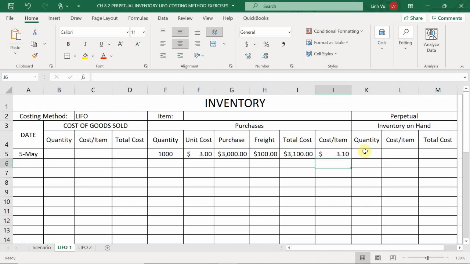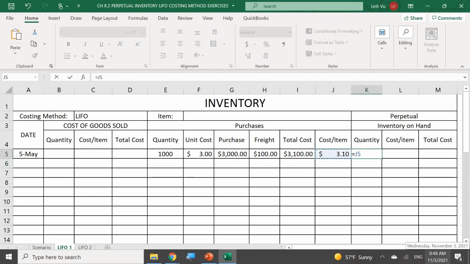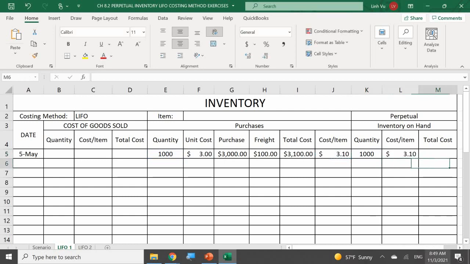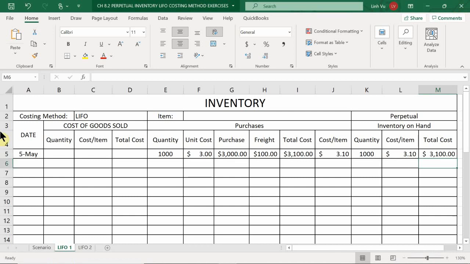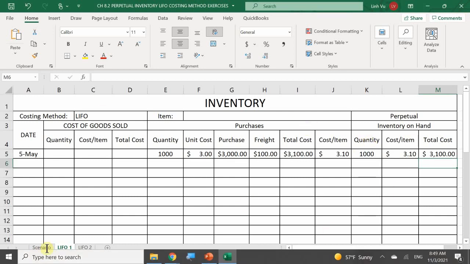Okay, so in this case, I'm going to carry my information over, saying that I have 1,000 units at $3.10, which should give me a grand total of 3,100. Okay, so that's my very first batch of inventory. Right? I can see that because it's listed on there first.